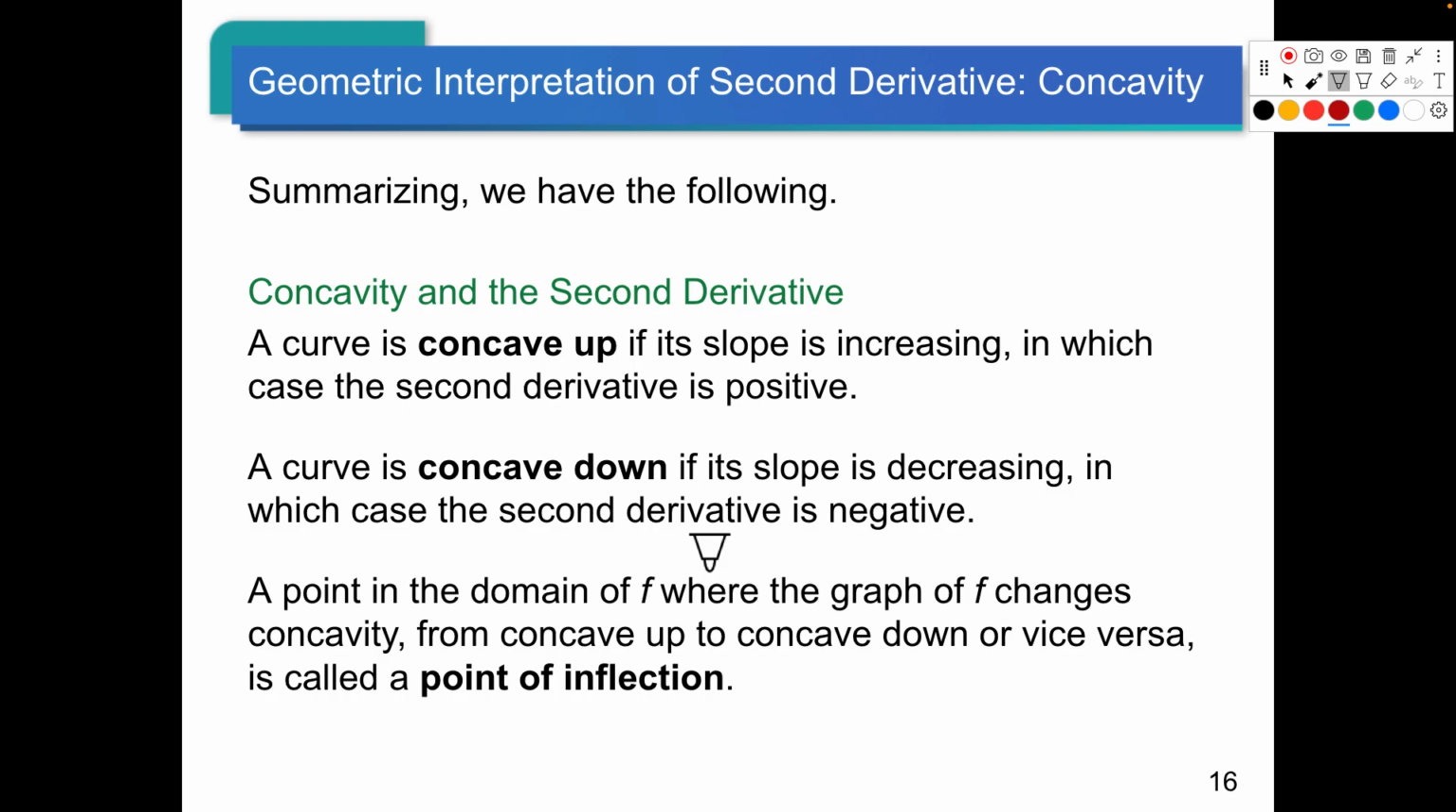So here it spells out what we've already been talking about. Concave up means that we are increasing, right? The slope is increasing, in which case the second derivative is positive.